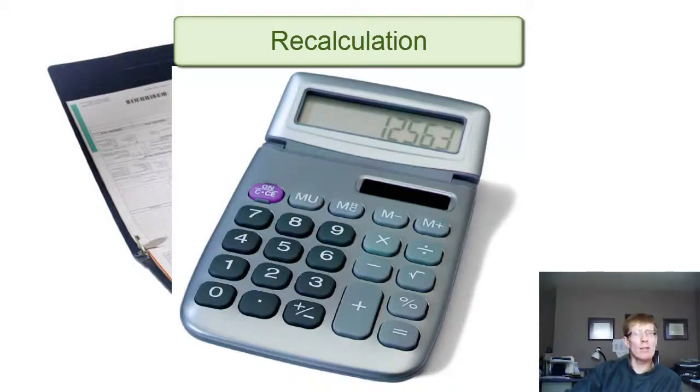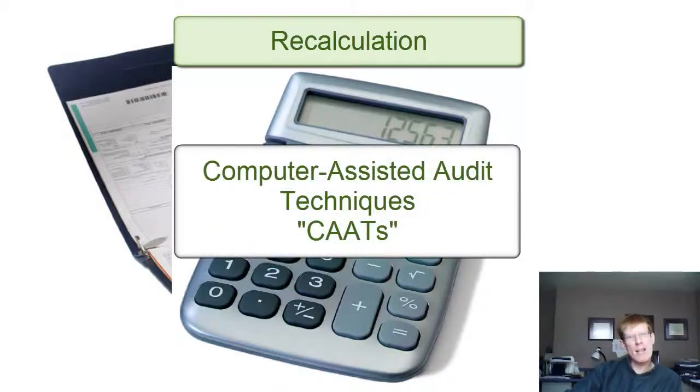Another procedure is recalculation, and it involves rechecking the computations performed by the client to ensure arithmetical accuracy, which is obviously important, but does not address the assertions of existence, completeness, rights and obligations, etc. Computer-assisted audit techniques, or CATs for short, can be used to help recalculate huge quantities of data. Audit software that you may come across include ACL and IDEA.